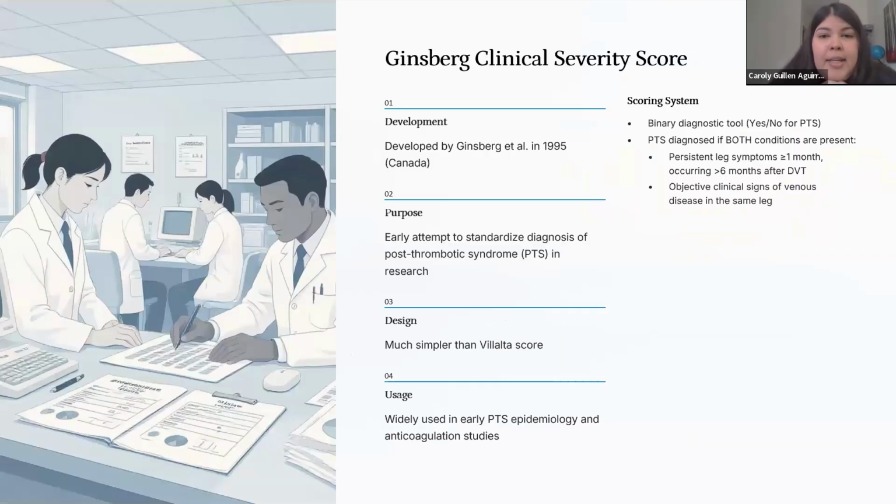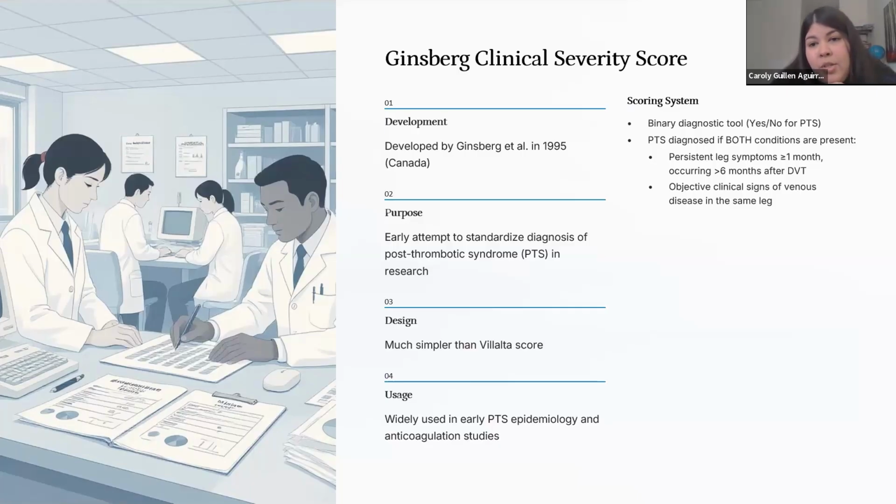The Ginsberg Clinical Severity Score was developed by Ginsberg et al. in 1995 in Canada, and it was an early attempt to standardize diagnosis of post-thrombotic syndrome in research. The design was much simpler than the Villalta score, which I'm going to mention in a bit, and it was widely used in early post-thrombotic syndrome epidemiology and anticoagulation studies.